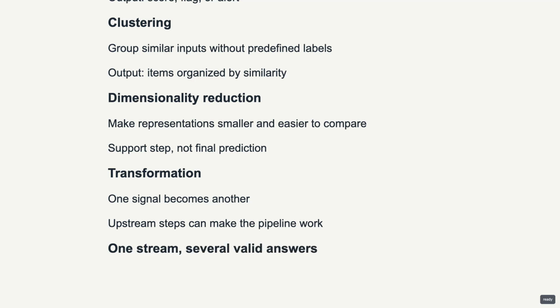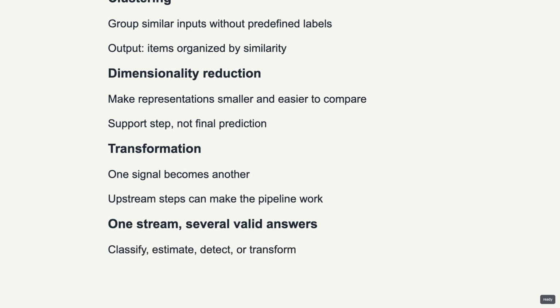The same data stream can support several different outputs, depending on the goal. That is why these families are best treated as functional views of a problem, not rigid boxes. The Riverwatch example can produce a label, a number, an anomaly flag, or a clean signal. Each answer serves a different purpose, even though the input sensors are the same.